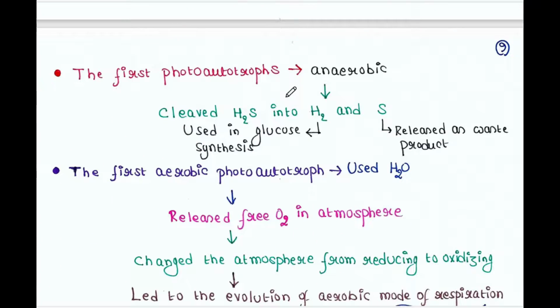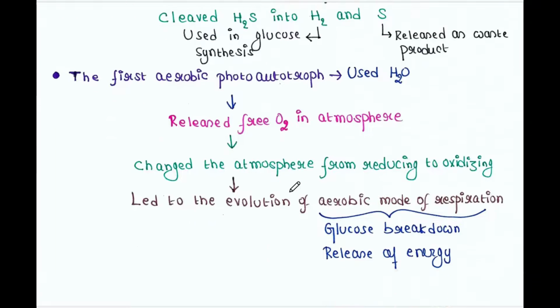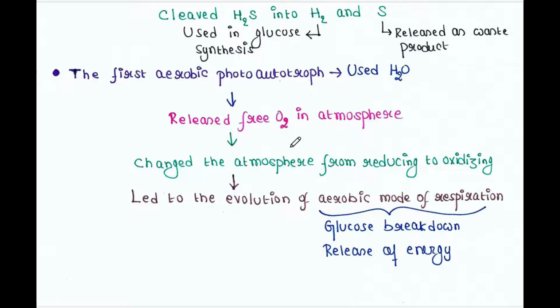The first photoautotrophs were anaerobic since there was no oxygen at that time, and they cleaved H2S into hydrogen and sulfur. Hydrogen was used in glucose synthesis and sulfur was released as waste product. The first aerobic photoautotrophs used water. They released free oxygen in the atmosphere that changed the atmosphere from reducing to oxidizing. It led to the evolution of aerobic mode of respiration, that means glucose breakdown and release of more and more energy. Okay.